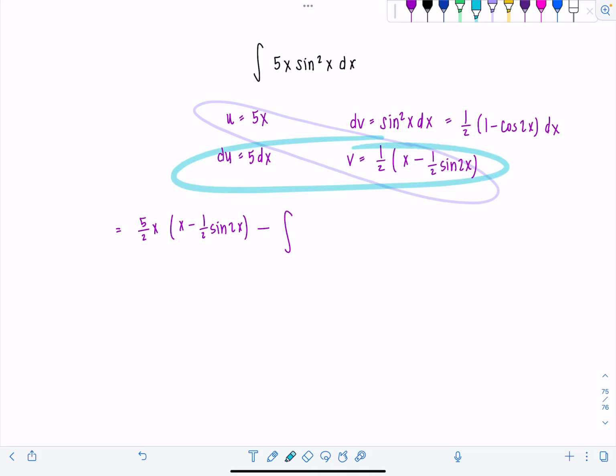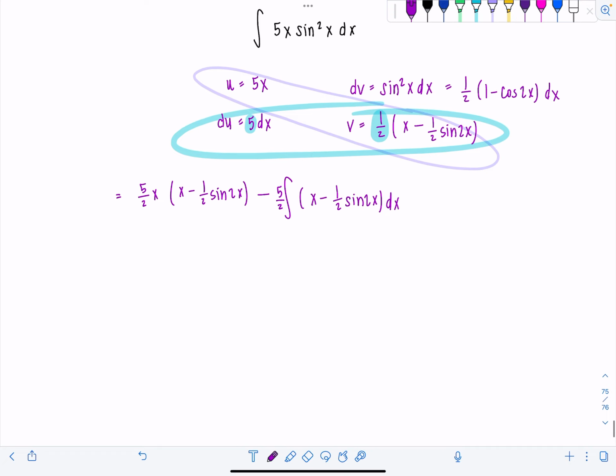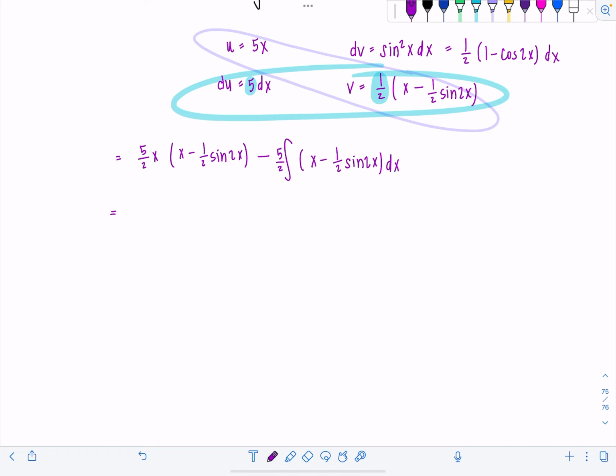You know what I really want to do? Let's put the 5/2 outside the integral. Ooh, yes, so good. And then we have x minus 1/2 sine 2x dx. All right, I'm going to go ahead, distribute this 5/2 x through.